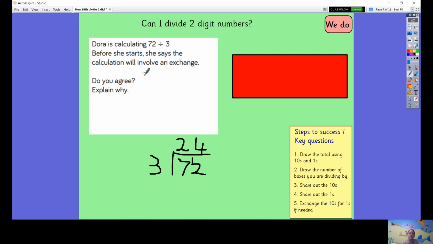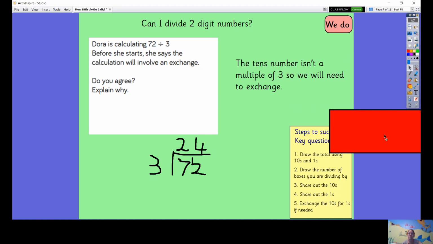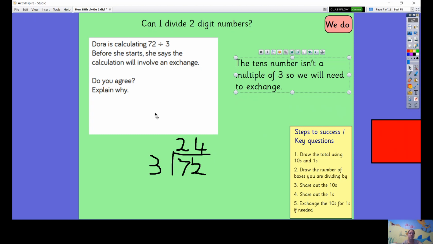So the answer to the question was that the tens number isn't a multiple of 3, so we will need to exchange. Okay, because the question was, how does she know that she's going to have to do an exchange? Okay, so that's just a little clip. Well done if you got that, because it's quite tricky.